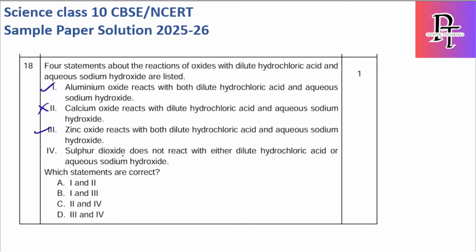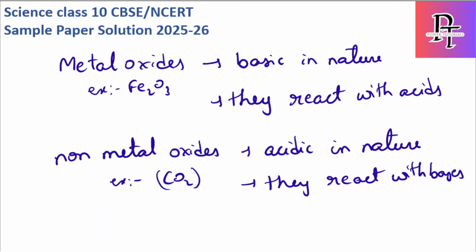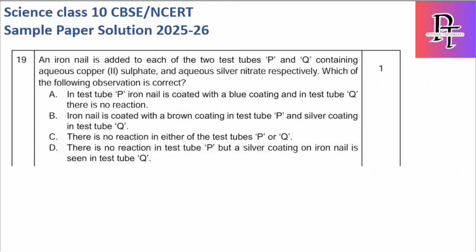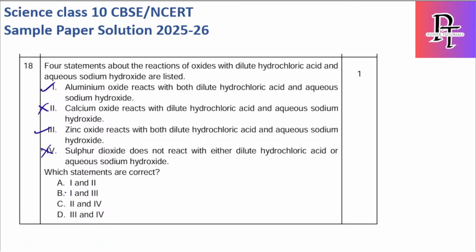Sulfur dioxide is a non-metal oxide. So a non-metal oxide will not react with acid, it only reacts with base. But here it's saying it does not react with either. So this is also wrong, because sulfur dioxide reacts with bases. They will not react with acids, because it is a non-metal oxide. So the options are 1 and 3, which is B. Okay, now let's move to the next one.